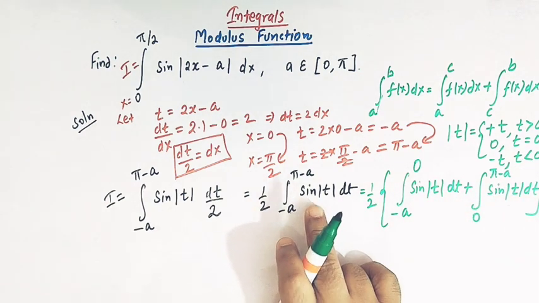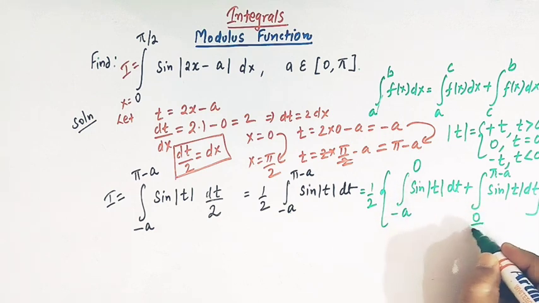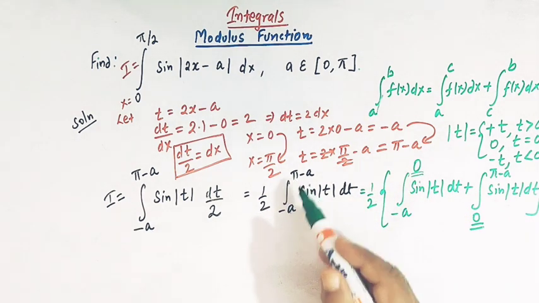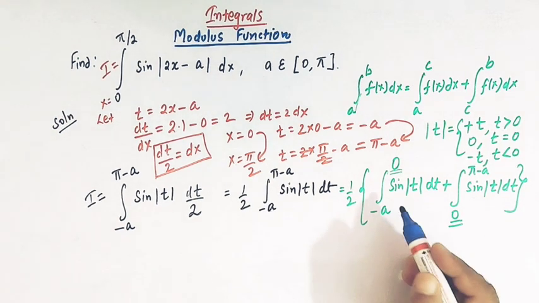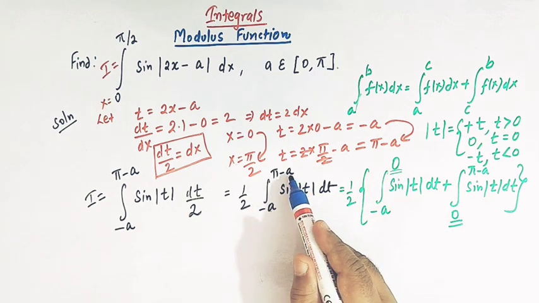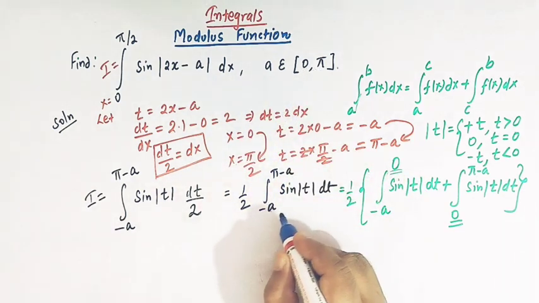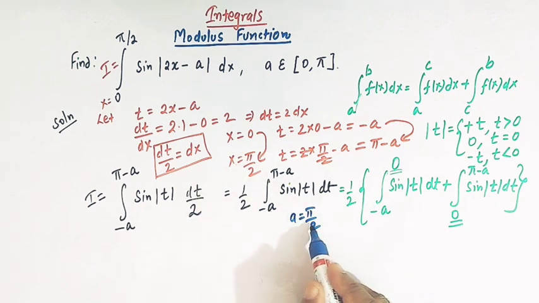So we have written this integral as a sum of two integrals, and this point 0 lies between minus a and pi minus a. Now see here, this point is 0, it lies between minus a and pi minus a, right? See, a belongs to this interval, that is 0 to pi. Now let us take a is equal to pi by 2 as an example. Then we can see that minus a is minus pi by 2, right?